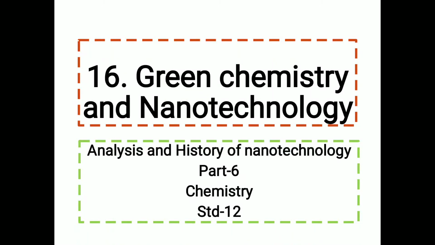We are starting chapter 16 of chemistry, that is green chemistry and nanotechnology. In this we have completed green chemistry, and in nanotechnology we have studied the introduction of nanotechnology, the various characteristics of nanotechnology and the synthesis methods for nanomaterials. Now in this video we will study the analysis of nanomaterials and the history of nanotechnology.